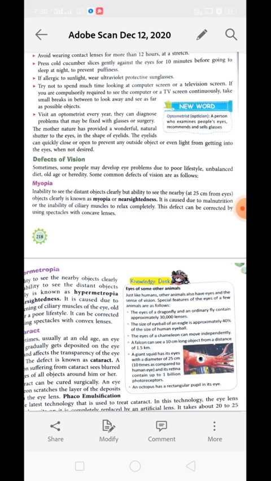It is caused mainly due to malnutrition or inability of the ciliary muscles to relax completely. Ciliary muscles can contract and relax in normal eyes, but over here the ciliary muscles are not able to relax completely, and because of this the disease is caused. This defect of vision can be corrected by using spectacles with a concave lens.